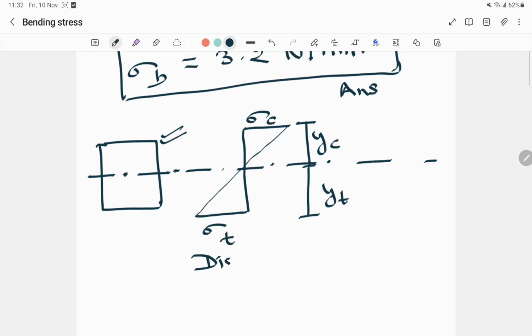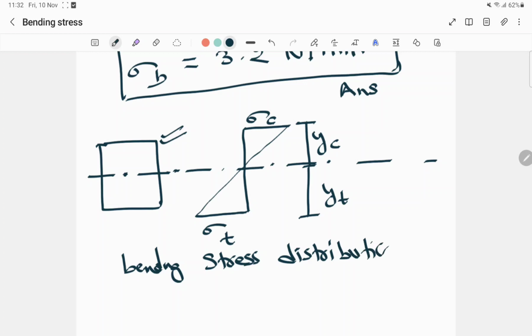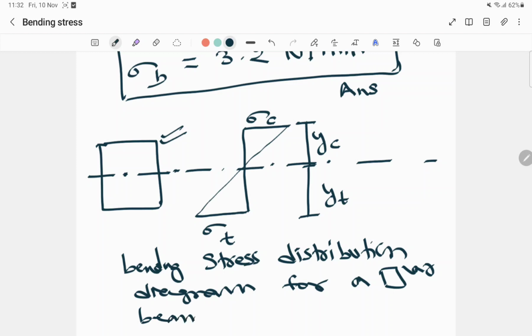So this is the bending stress distribution diagram for a rectangular beam section. Okay, thank you.